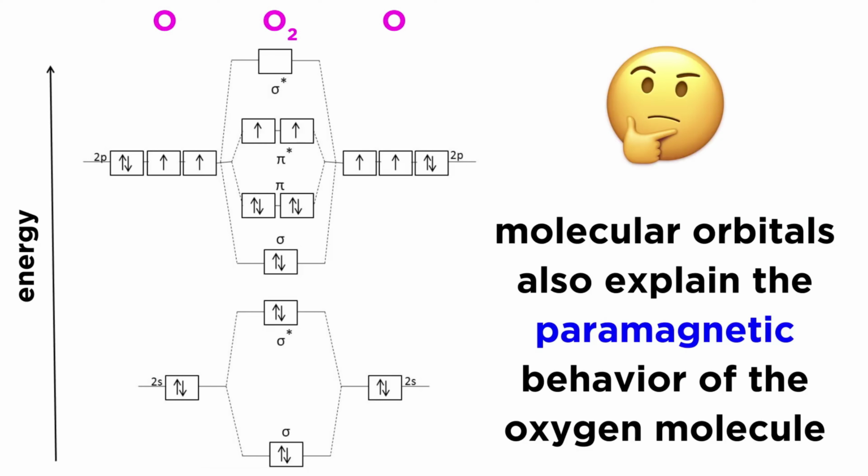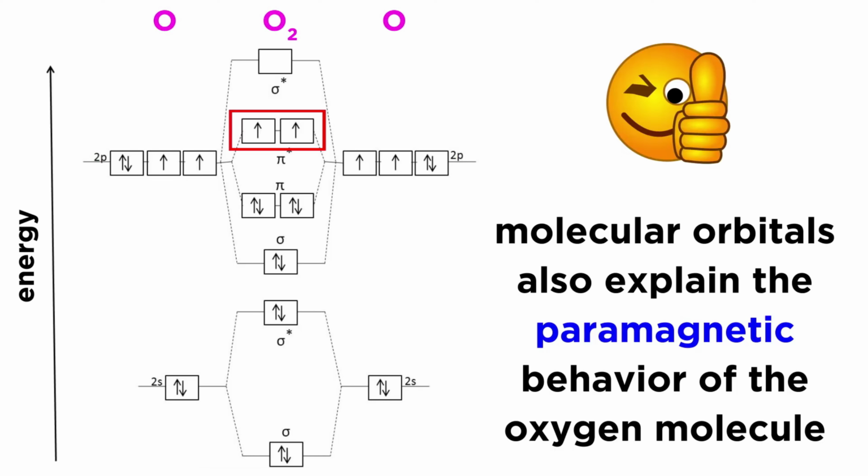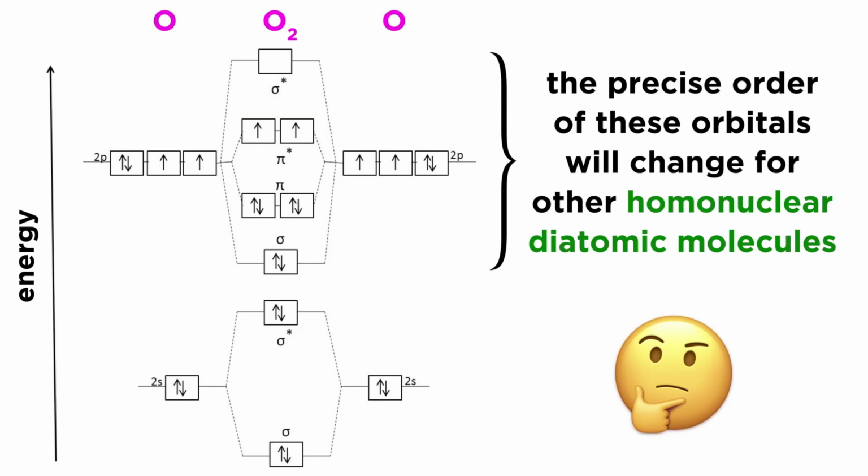But we also get an explanation for the paramagnetism of the oxygen molecule. We have 2 unpaired electrons in these antibonding orbitals, which does predict paramagnetism for this molecule. This is an example of the success of molecular orbital theory, as no other theory can account for this behavior. Now that we are up to speed, let's go over one other thing. The molecular orbitals that result from the combination of the 2p orbitals exhibit this order in O2, but this will change for other homonuclear diatomic molecules.